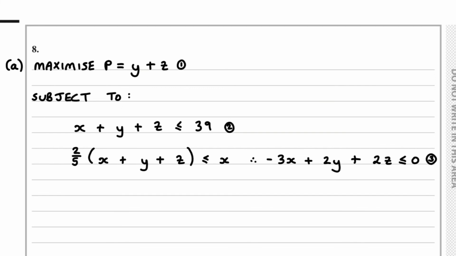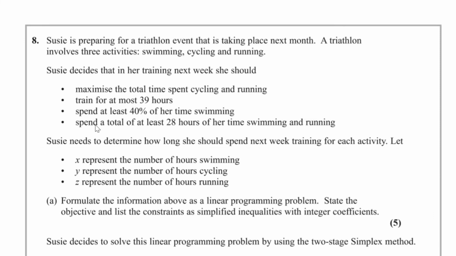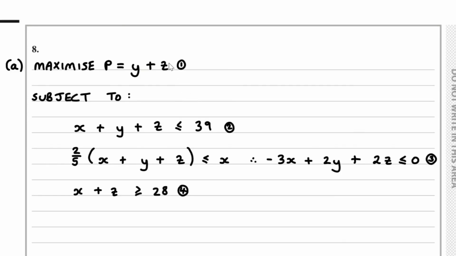And I also have x plus z being greater or equal to 28, which I've called equation 4. That's because we spend a total of at least 28 hours of our time swimming and running. So these are our inequalities. This is our objective function.